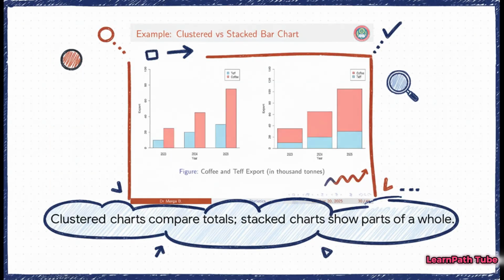And believe me, the storytelling doesn't stop there. Even with the same type of chart, design choices really matter. On the left, you've got a clustered chart. The bars are side by side, which is perfect for comparing coffee exports to teff exports in any single year. But on the right, a stack chart uses the exact same data to show us the total export volume and how much each crop makes up of that whole. See? Different designs, different stories.